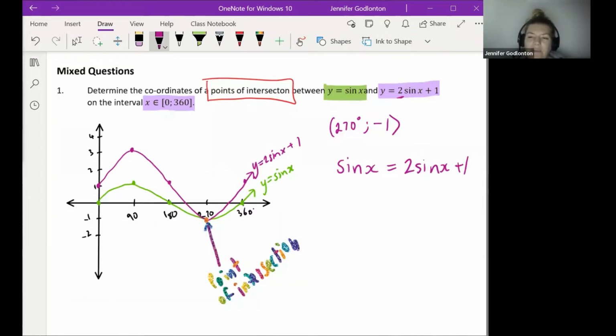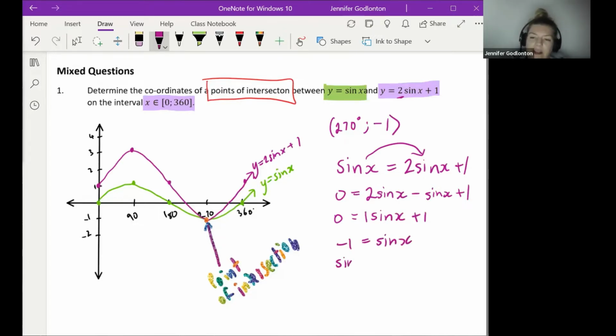So I'm going to move my sine x over there. So I'm going to have 0 is equal to 2 sine x minus sine x plus 1. So 0 is equal to, if I have 2 sine x's and I'm minusing 1 sine x, I'm just going to be left with 1 sine x plus 1. And then when we worked with equations, we wanted to have our number on the other side. So we're going to have -1 is equal to sine x. And I'm just going to write it this way around because I think it'll be easier for you to see.